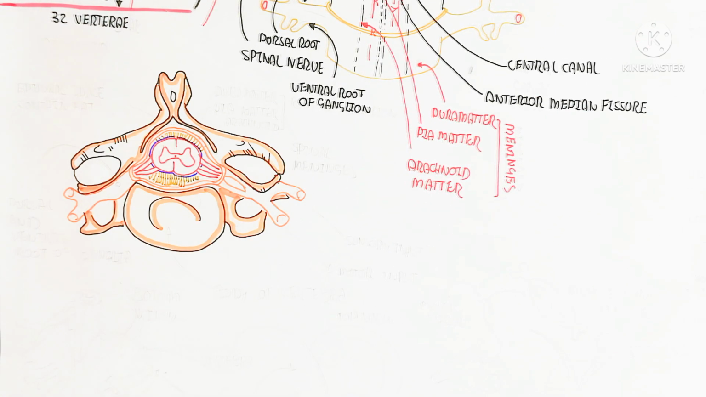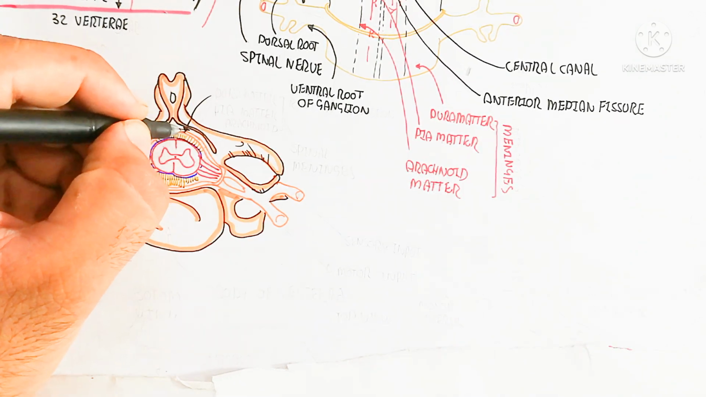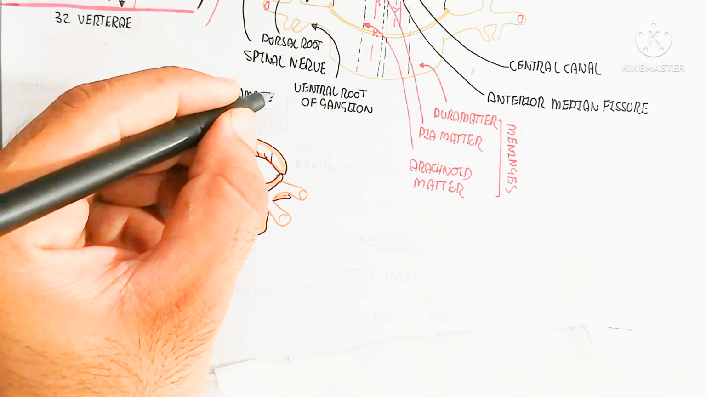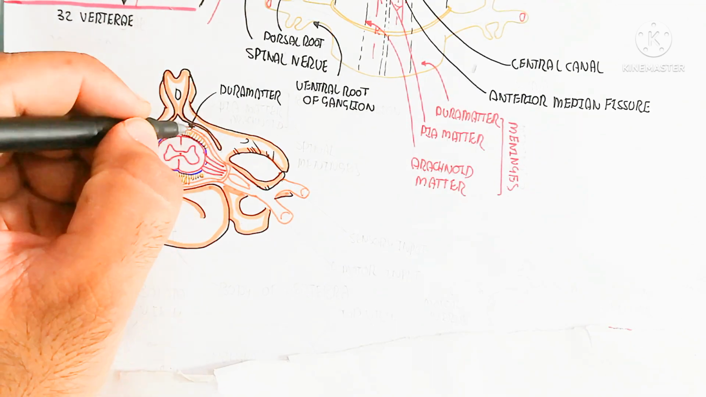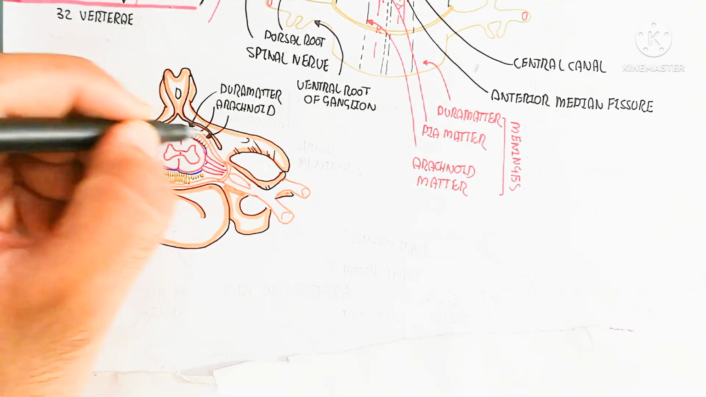So this is the meninges, the white matter and the gray matter we are discussing. On the other hand, there are the spinal nerve, the ventral root ganglion and the dorsal root ganglion. So these are the layers of the meninges, which we can understand with this diagram.